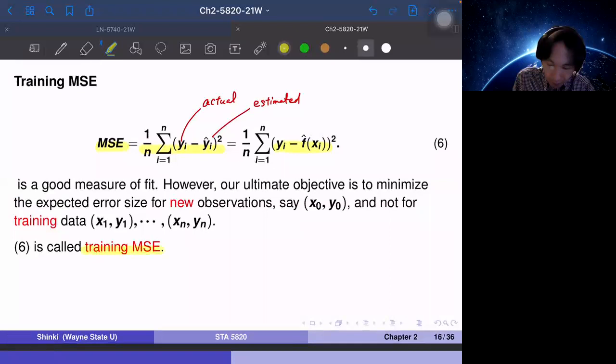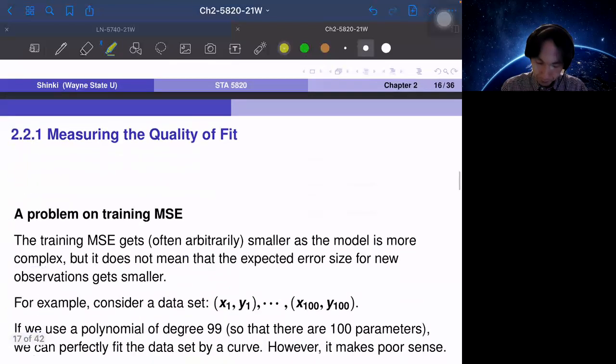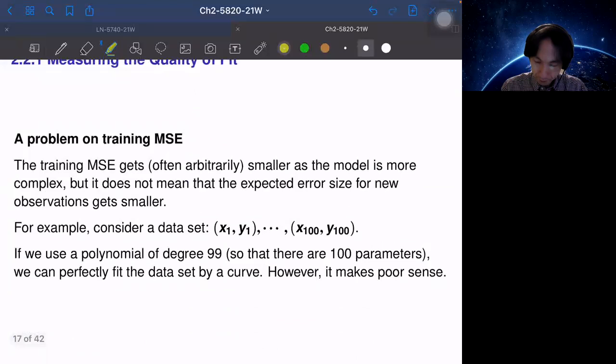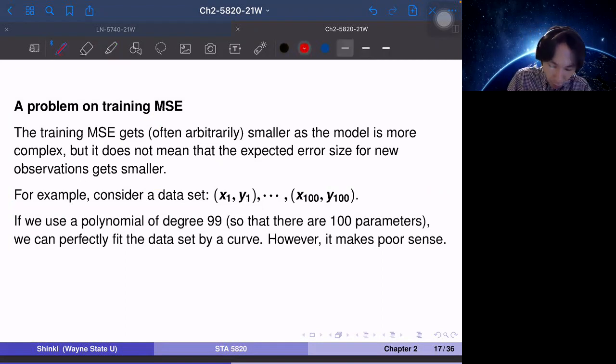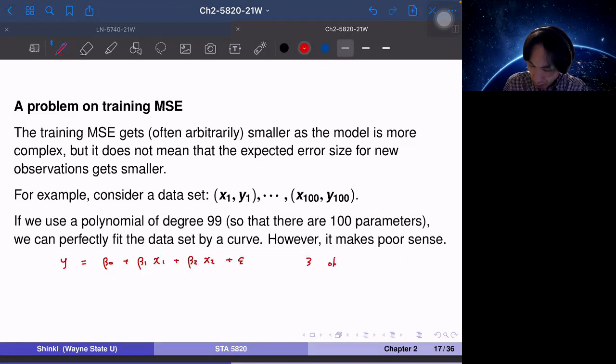So we can specifically say this is training MSE. Yeah, so this is just what I said, and this has a clear problem, especially if we have more parameters. Think about the model such as y is equal to beta naught plus beta 1 x1 plus beta 2 x2 plus epsilon. And suppose only 3 observations are available. Then we have 3 parameters and 3 observations, right?